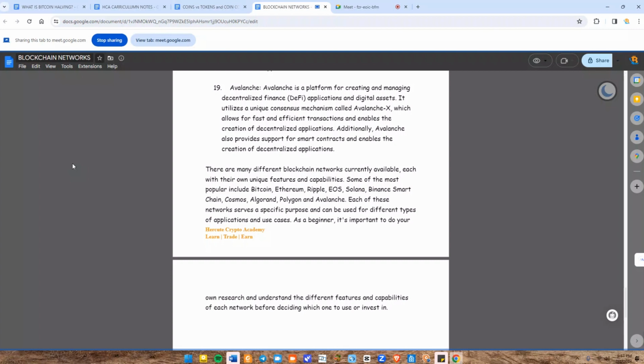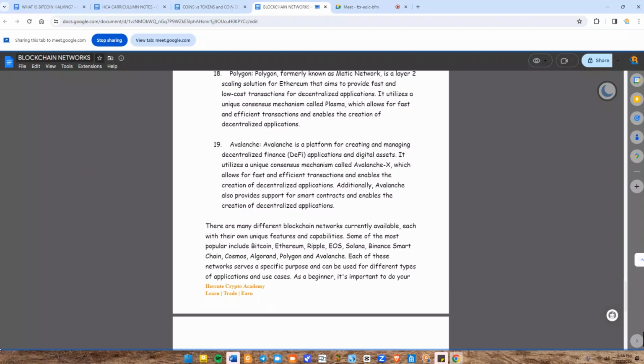Now, there are many different blockchain networks currently available, each with their own unique features and capabilities. Some of the most popular, we've mentioned. And each of these networks serves a specific purpose and can be used for different types of applications and use cases. So as a beginner, it is important for you to do your own research and understand the different features and capabilities of each network before deciding which one to use or invest in. Now, you might be wondering, how would I know if this project is running on a certain blockchain network? We are going to learn that when we start talking about the aggregators.